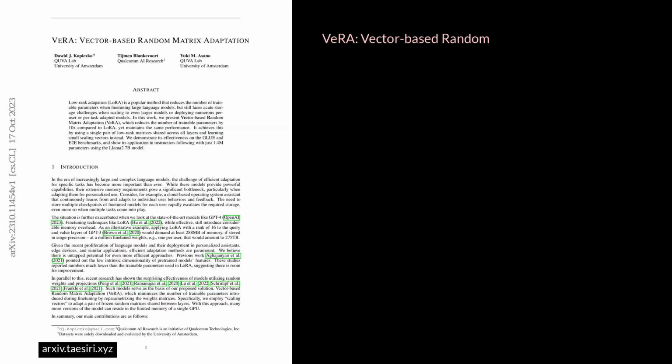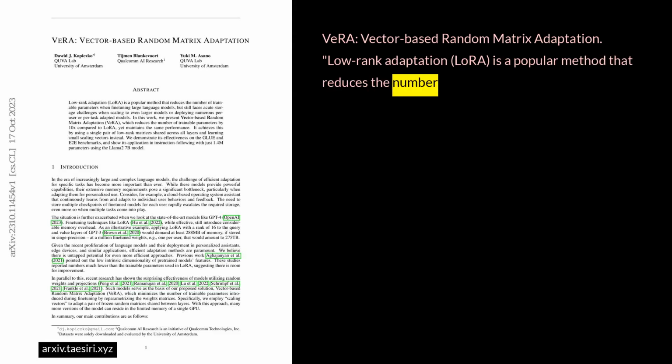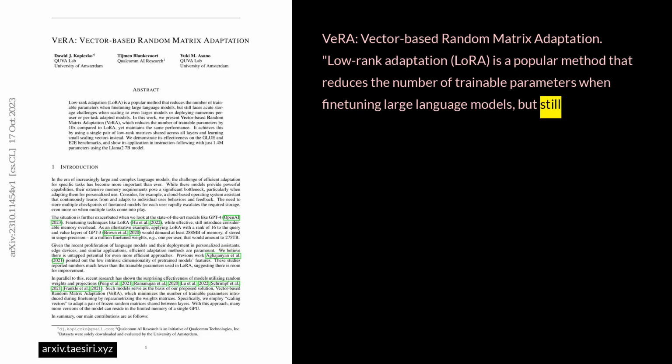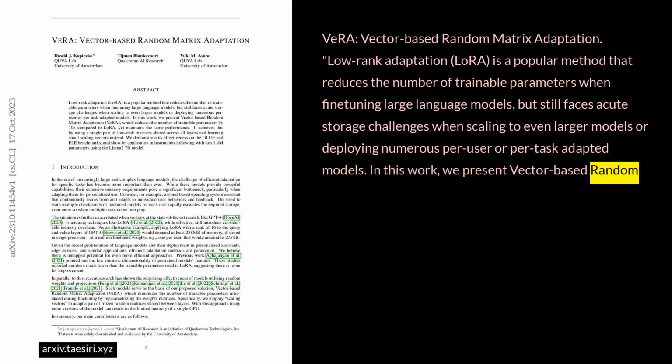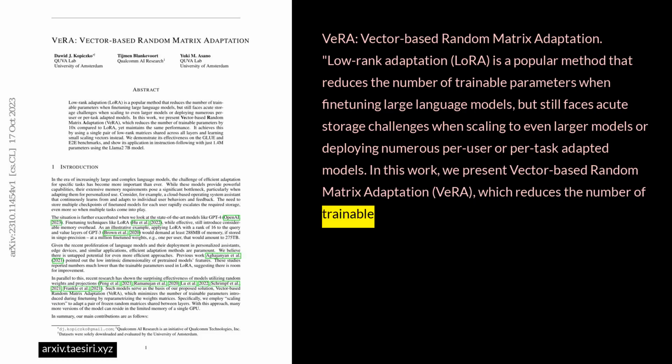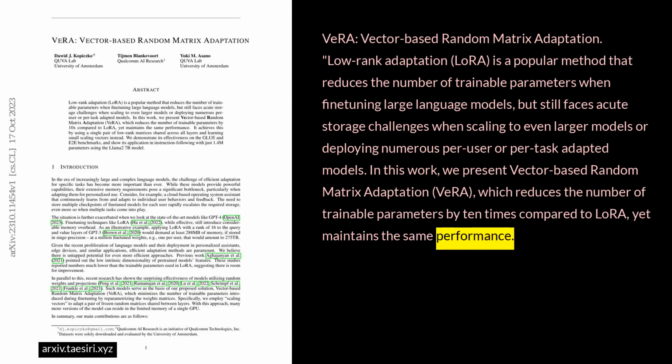VeRA, Vector-based Random Matrix Adaptation. Low-rank adaptation, LoRA, is a popular method that reduces the number of trainable parameters when fine-tuning large language models, but still faces acute storage challenges when scaling to even larger models or deploying numerous per-user or per-task adapted models. In this work, we present Vector-based Random Matrix Adaptation, VeRA, which reduces the number of trainable parameters by 10 times compared to LoRA, yet maintains the same performance.